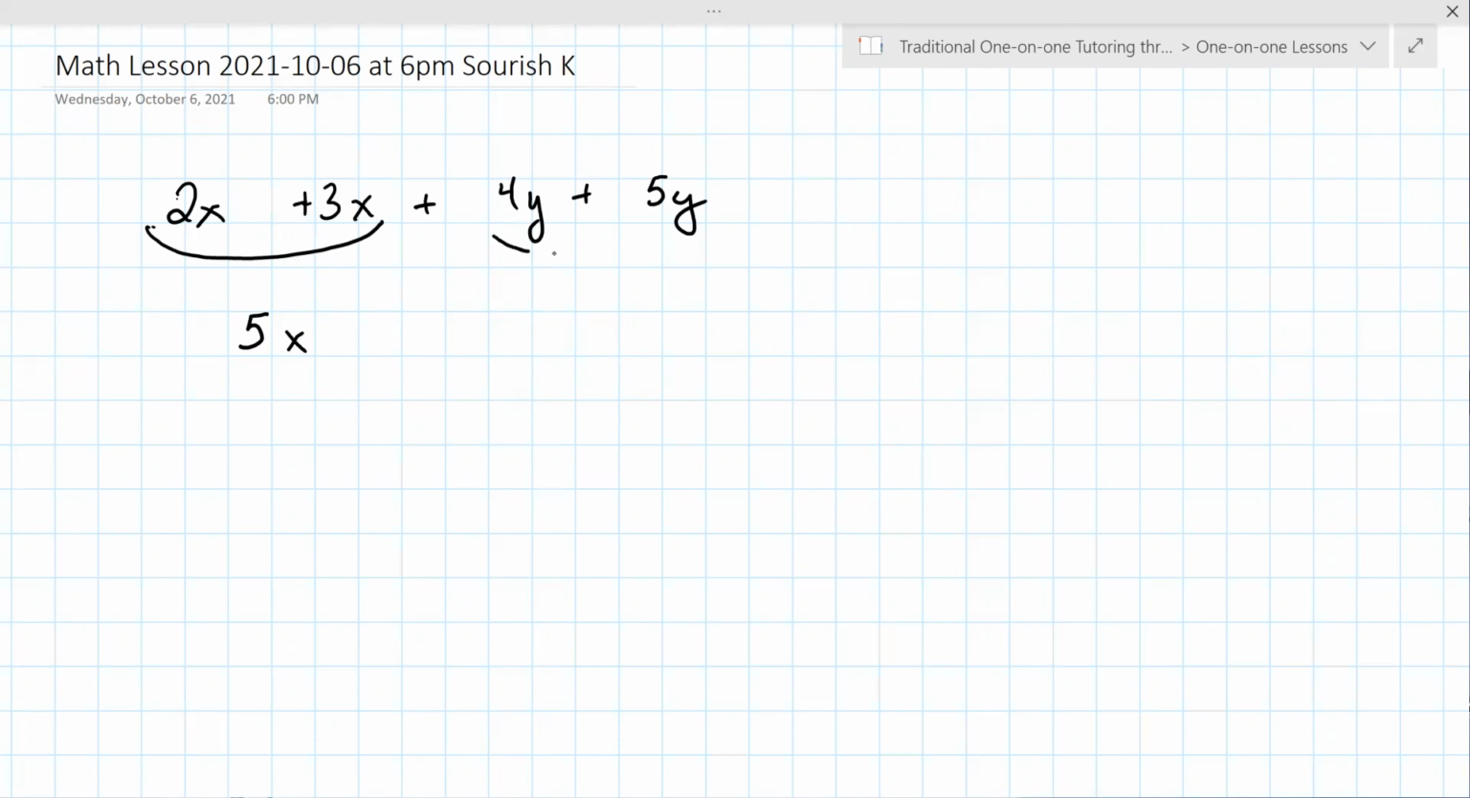Let's try this one. What is 4y plus 5y? If you have 4 of something and then 5 of something, how many do you have together? Okay, so 5x and then 9y. 9y, exactly.